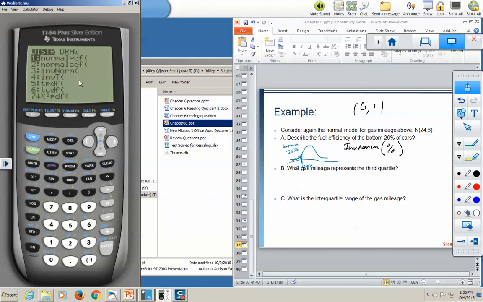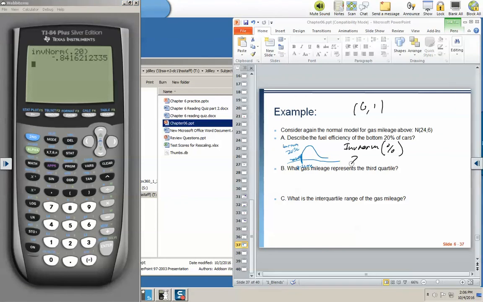So second, distribution, inverse norm. It's right below normal CDF, so it's doing the opposite. And I need to put in the percentile here. We do it as a decimal. Oops, I hit the wrong button. Let's try that again. Inverse norm, 0.20, and enter. So there it is. That is my z-score. So my z-score is negative 0.841. Oops, that should be an equal sign.